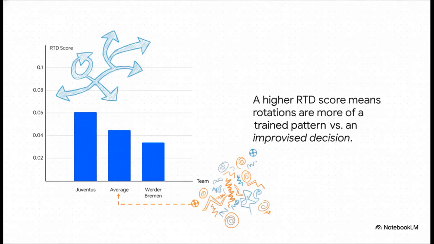And when you actually look at the data, the difference is just huge. I mean, look at this chart. You've got a team like Juventus way up at the top. Their rotations are like a choreographed dance. Then you've got your league average, and way, way down at the bottom, you have a team like Werder Bremen, where the movements are much more reactive and off the cuff.